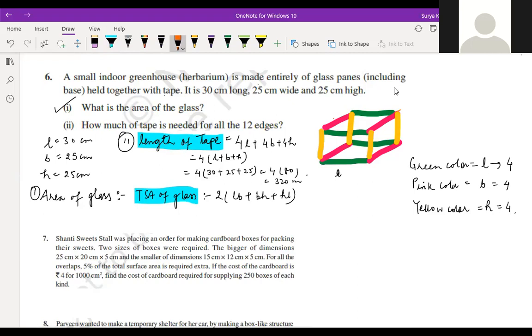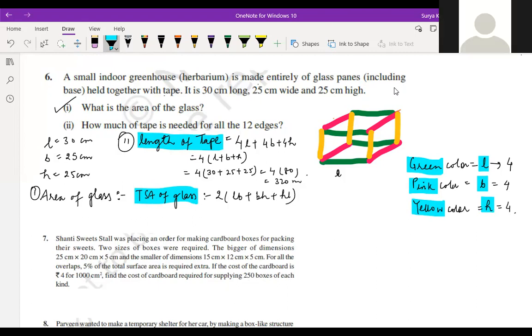So here I have used green color, pink color, and yellow color. We are using 3 colors: green for length, pink for breadth, and yellow for height. So everything is repeating 4 times, correct, Sriyanvi? If you see the figure over here, all are repeating 4 times or not? Can you hear me, Sriyanvi? Yes, sir.